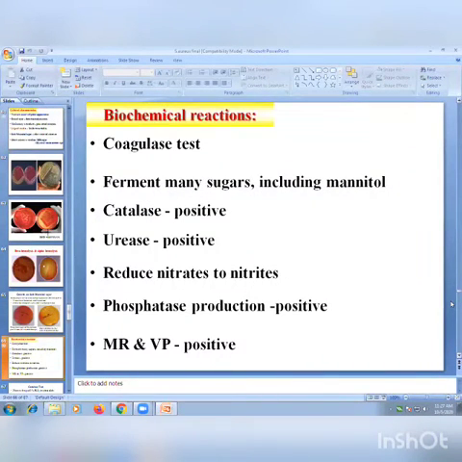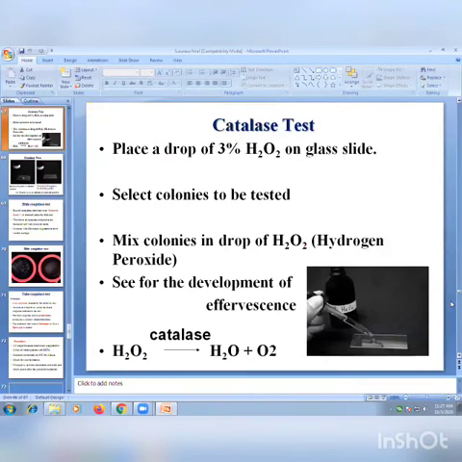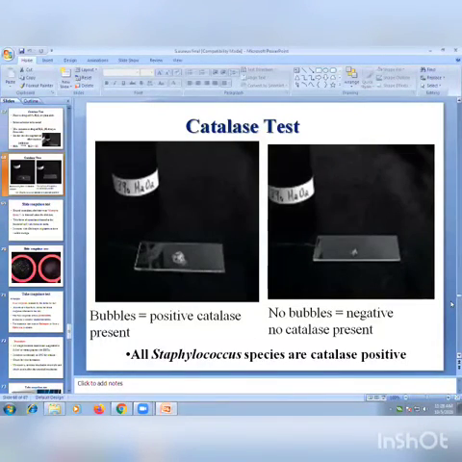For biochemical reactions, the coagulase test is very important. Coagulase positive, ferments many sugars including mannitol. Mannitol is important. Catalase positive, urease positive, nitrate reduction test positive, phosphatase production positive, MR-VP positive, indole negative. The catalase test we already explained: H2O2 breaks down into H2O and oxygen, because of that immediate effervescence occurs. This is the catalase test.